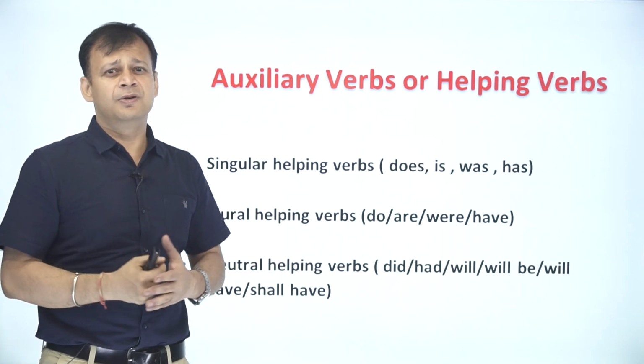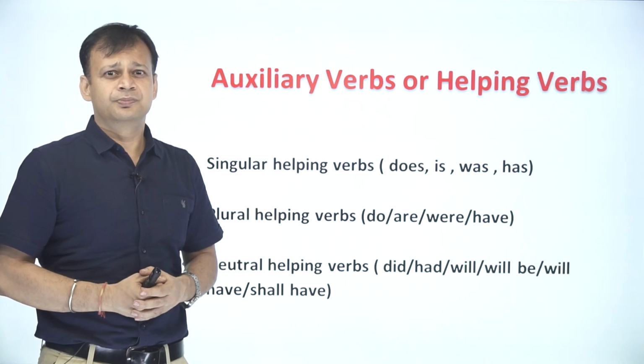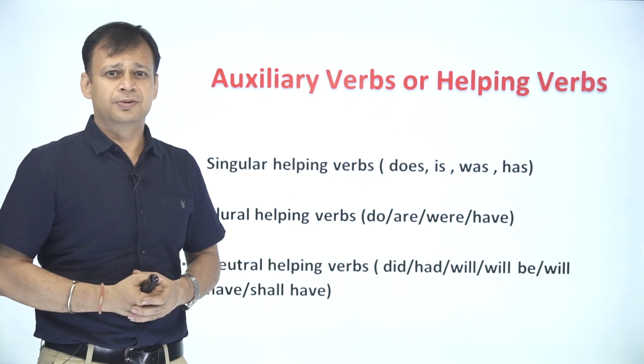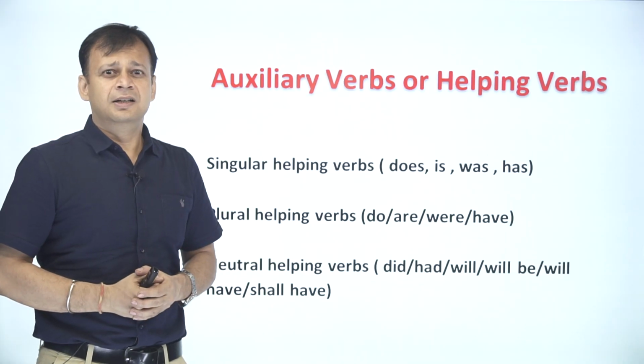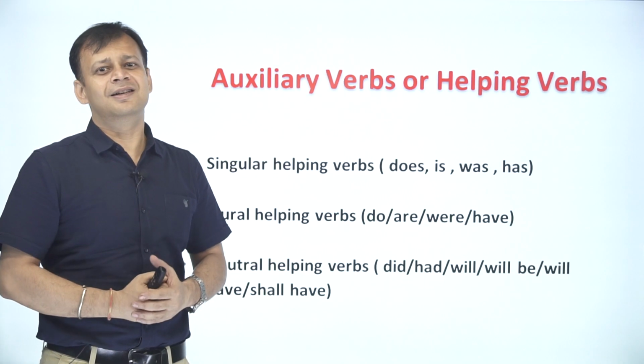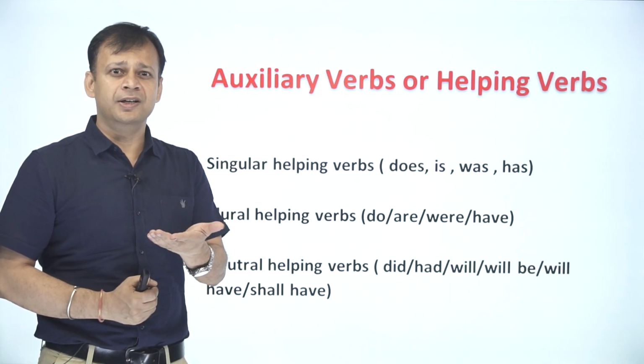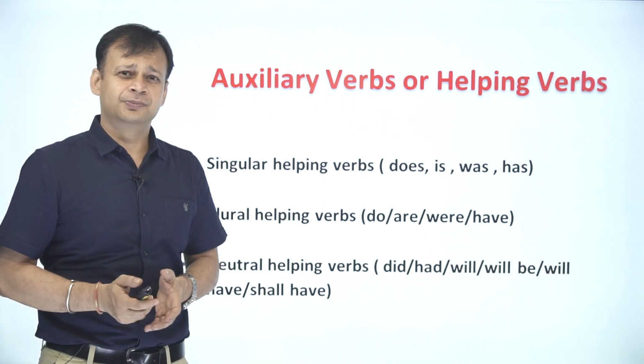And there are certain helping verbs which can be used with both singular and plural subjects, which we will discuss in our subsequent videos about singular plural subjects. So they have been categorized as neutral helping verbs for simplifying the understanding over here. For example, did, had, will be, will have, shall have.